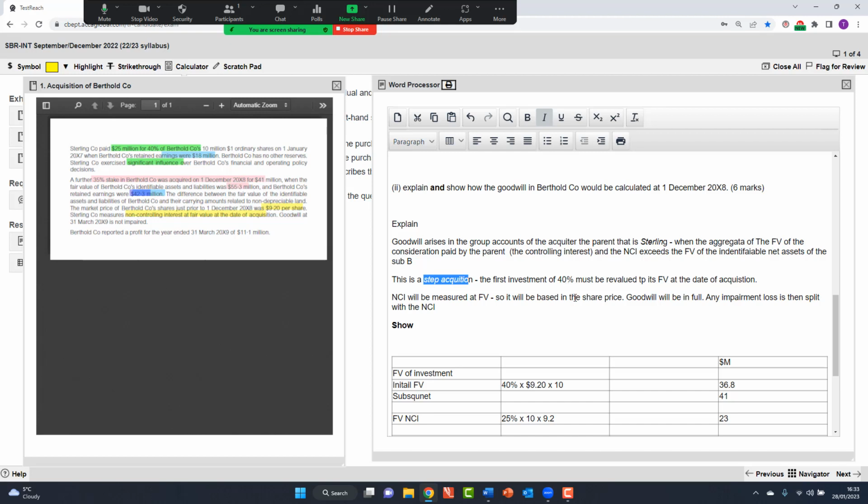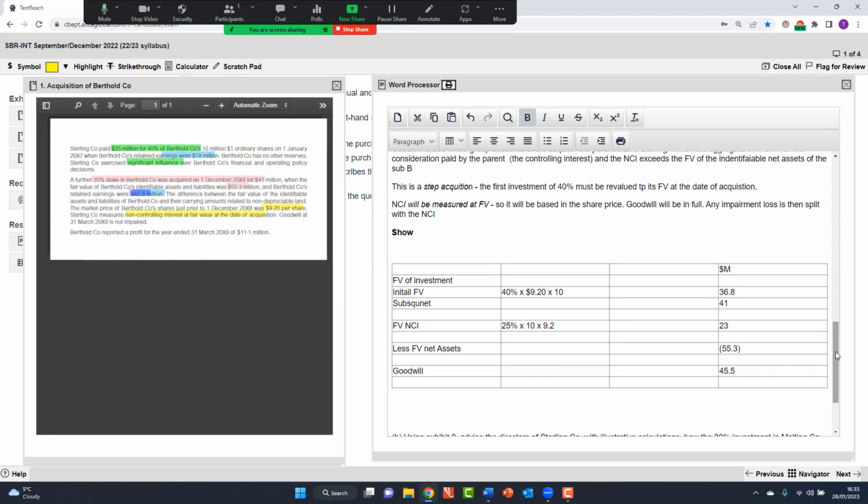And we've talked about how NCI is measured at fair value and how we've done that. I'm really confident that this is worth 3 out of 3. And then I look at my numbers, and there could well be in the marking guide more marks available for doing the calculation than actually there are things there, because I've done the NCI correctly. I've put the figure for the net assets in correctly.